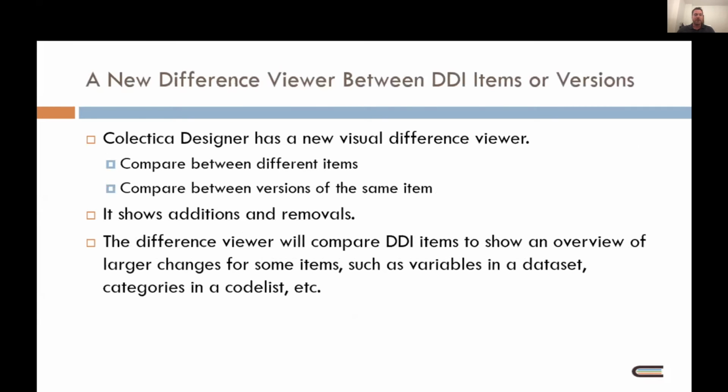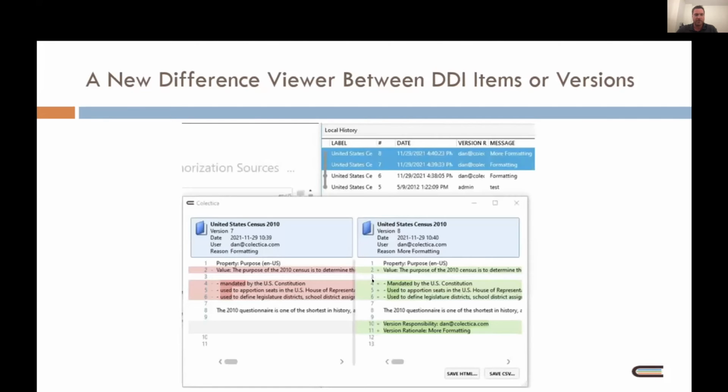Okay, and another new feature, the new difference viewer is available. It's showing DDI items or versions. So you're going to compare different items or compare between versions of the same item. It'll show additions and removals, and we'll show an example of that on the next slide. Particularly, the difference viewer can compare DDI items to show an overview of larger changes for some items, such as variables in a data set or categories in a code list. So let's look at an example of that.